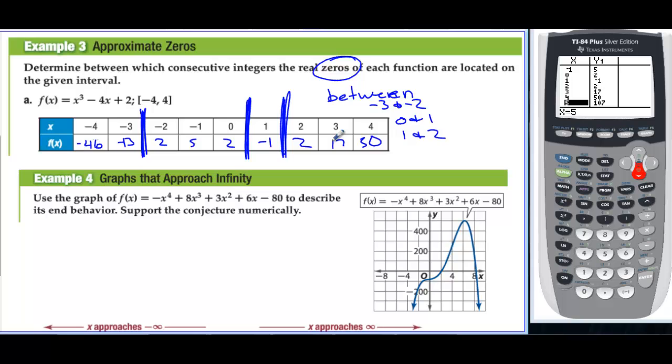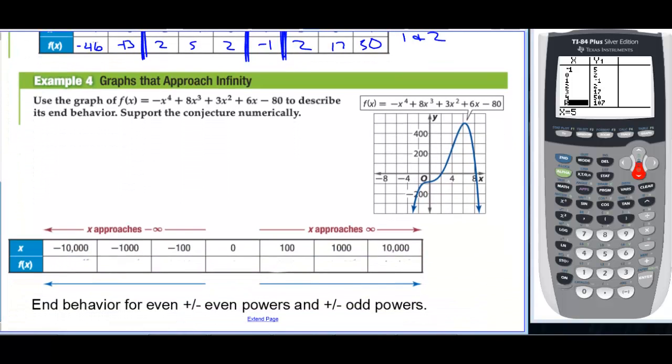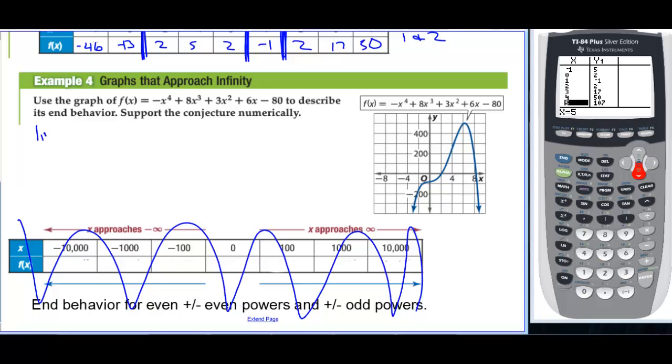All right, hang in there. We're almost done. A little long today. I'm not too worried about this. Don't worry about showing this numerically. Use the graph of that function to describe its end behavior. How does it end? What does it look like on the ends? That's the question. The way we answer this is we do the limit as x approaches infinity of f of x and the limit as x approaches -infinity.